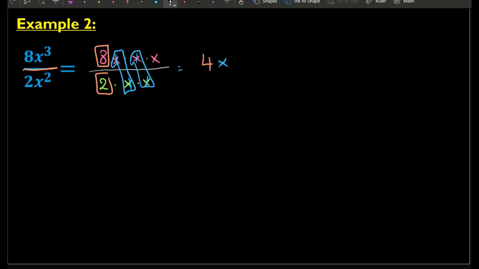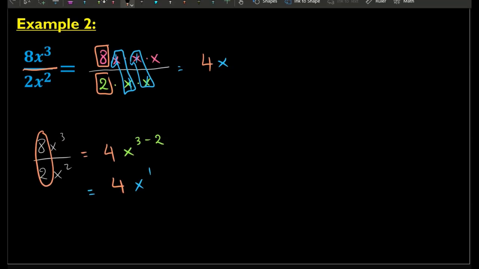Now if we go the short way, we look at 8x to the third power over 2x squared. We can divide 8 by 2, which is 4. Then x to the third power minus 2 will give you x to the first power, and bring down the 4.